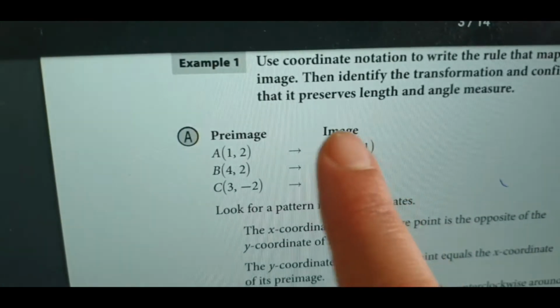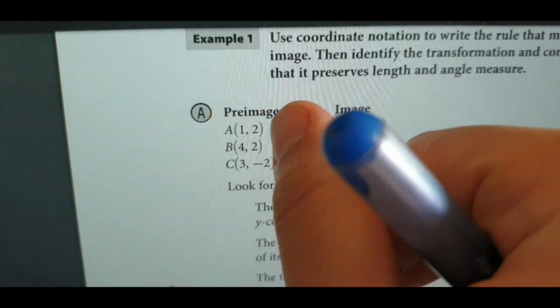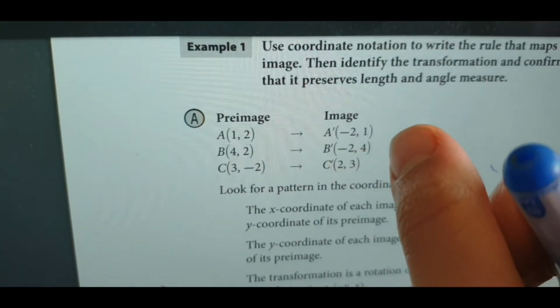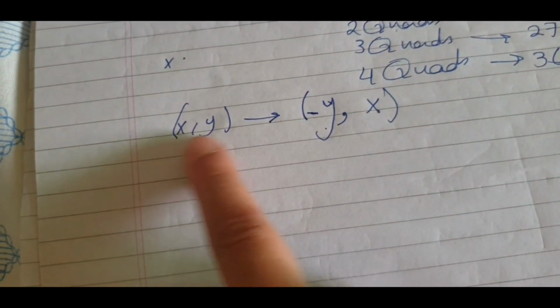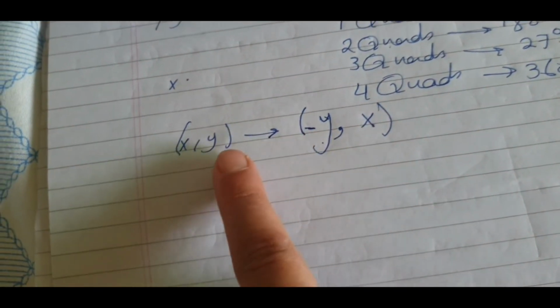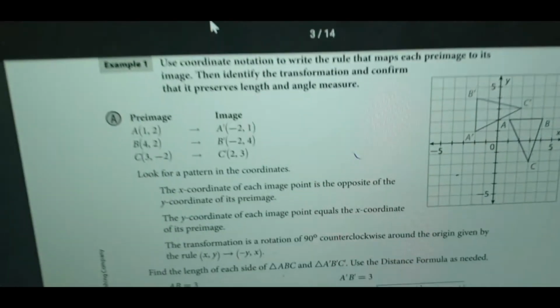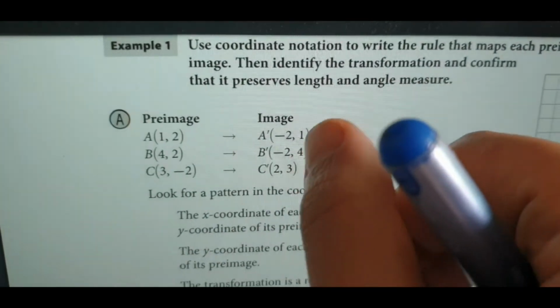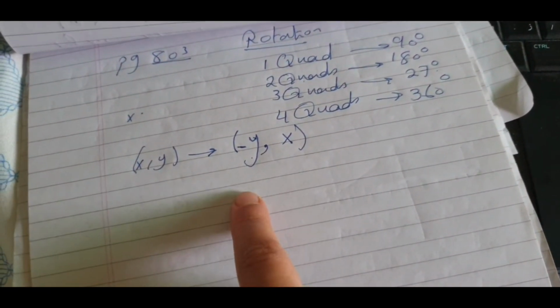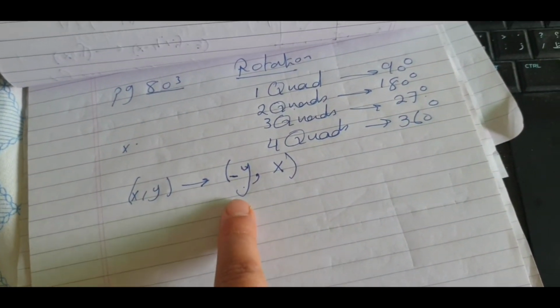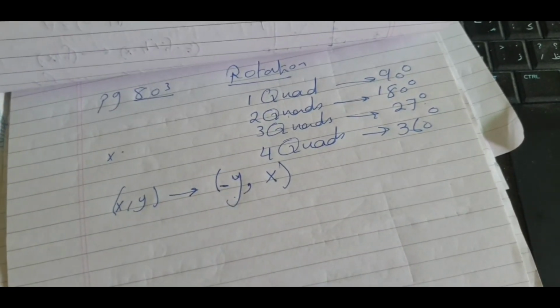But again, all of the values of x became the y. That's why I put here the x instead of y. And what about the value of y? It became the value of x, but with a negative sign. So it is a negative y. So x and y became negative y and x.